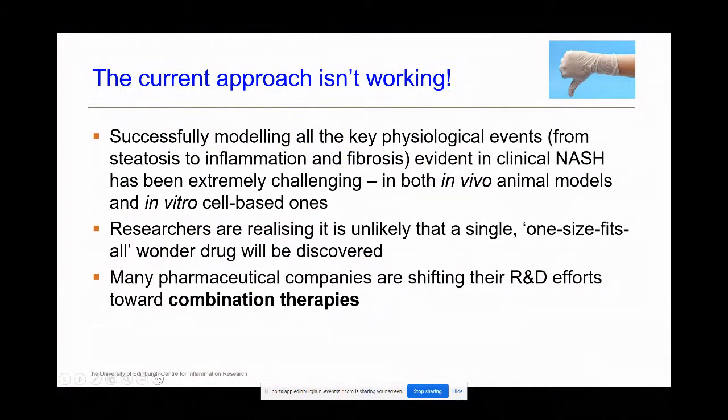Indeed, successfully modeling all the key physiological events from steatosis to inflammation and fibrosis that's evident in clinical NASH has been extremely challenging in both in vivo animal models and in vitro cell-based ones. Furthermore, researchers are realizing it's unlikely that a single one-size-fits-all wonder drug will be discovered. Consequently, many pharmaceutical companies are shifting their R&D efforts towards combination therapies, making an extremely expensive bet that their preclinical models will accurately predict the best combinations to test in the clinic.